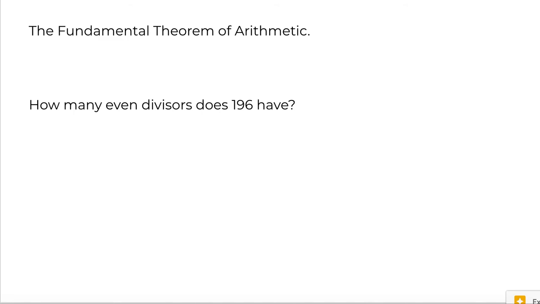So try to answer this question, finding the prime factorization and finding the number of even divisors that 196 should have. Make sure you answer the number of even divisors and not just the number of even prime factors that it has. Take 30 seconds to answer this question.